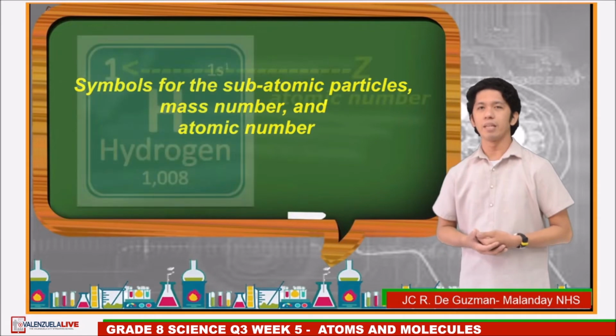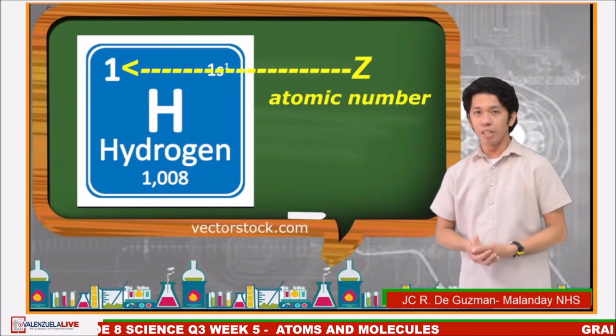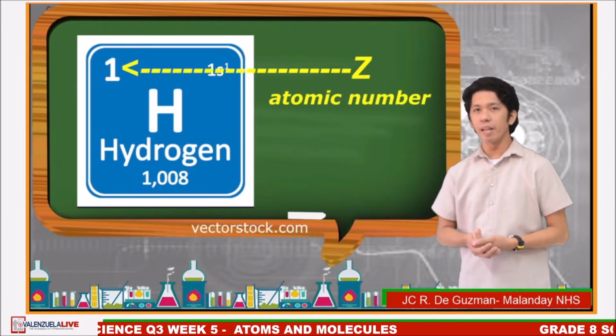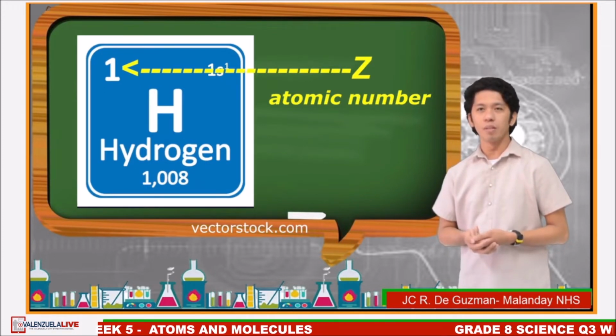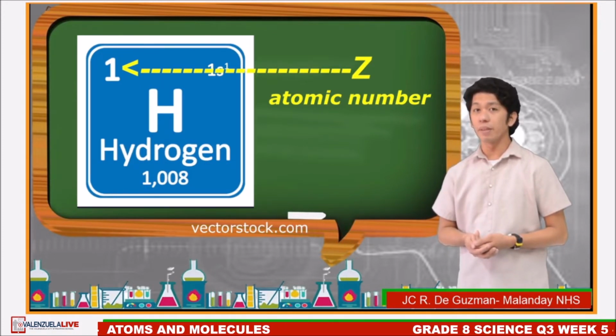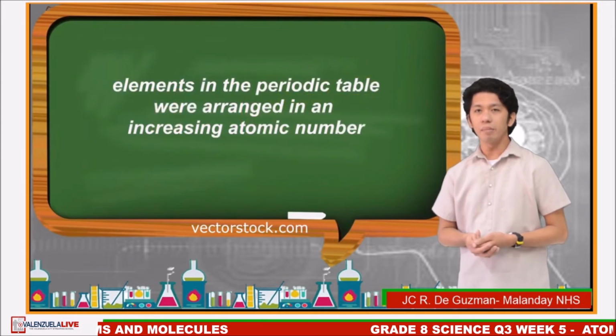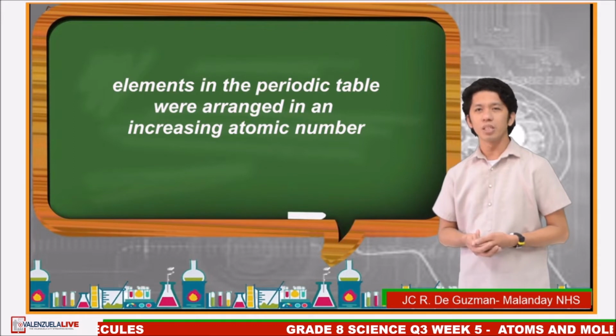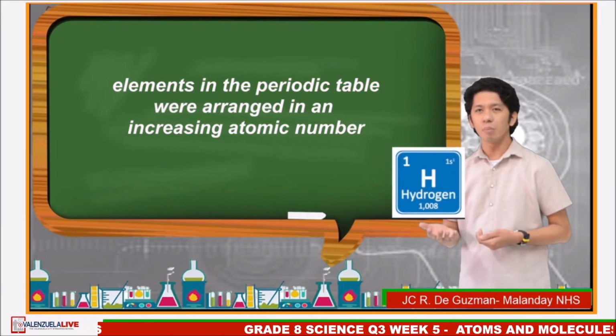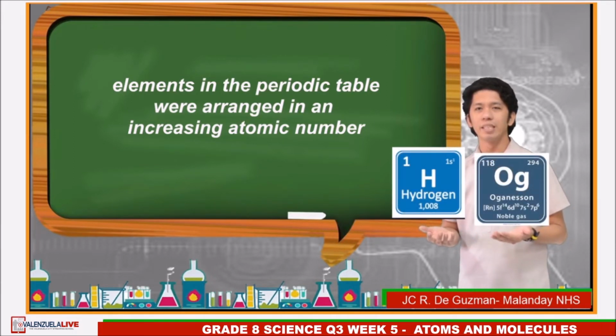First is Z. Z stands for the atomic number of a particular element. For example, the atomic number of hydrogen is 1, while chlorine is 17. The elements in the periodic table are arranged in increasing atomic number, starting from hydrogen, 1, up to oganesson, 118.